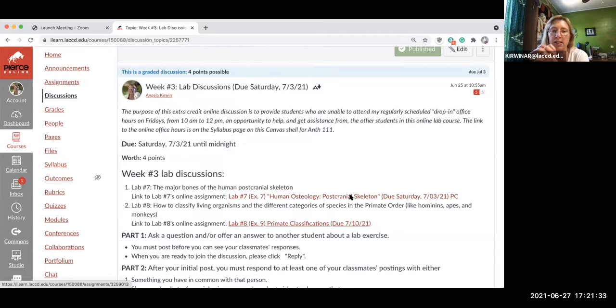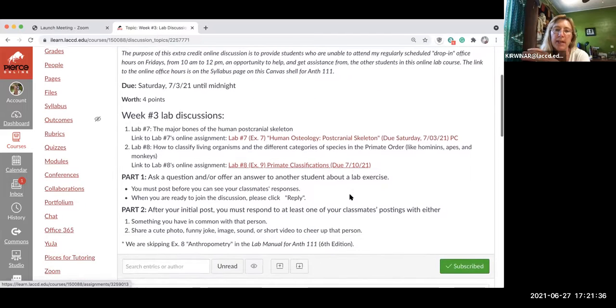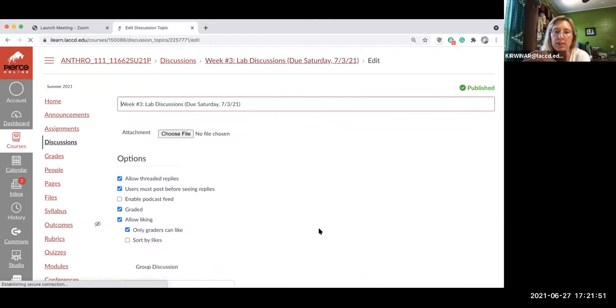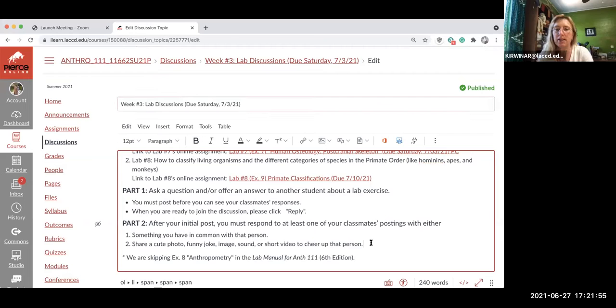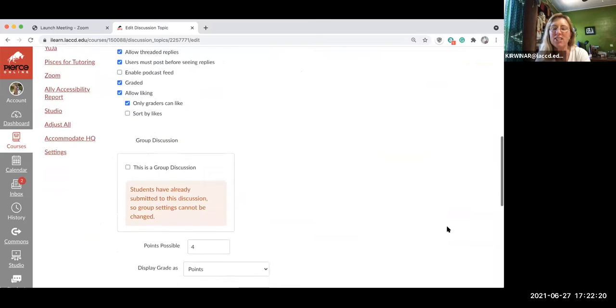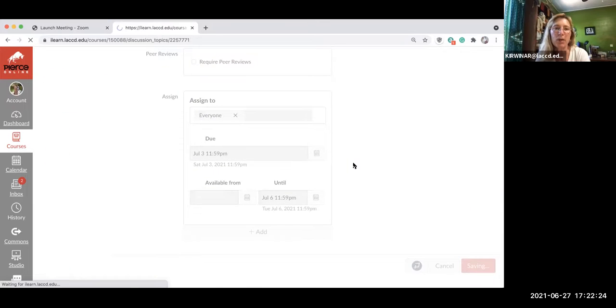On the discussion, part 1, ask a question or offer an answer to another student about a lab exercise. And then part 2, after your initial post, just respond to one of your classmates with either something you have in common with that person, or share a cute photo, funny joke, image, or sound, or answer one of their questions about a lab exercise or other Pierce College related thing. How's that? I want to add that. I just thought of that, because someone might have questions about a quiz or something.